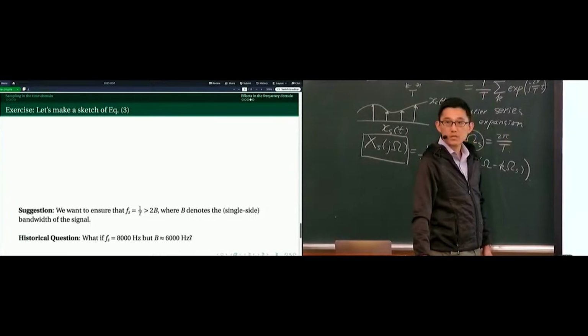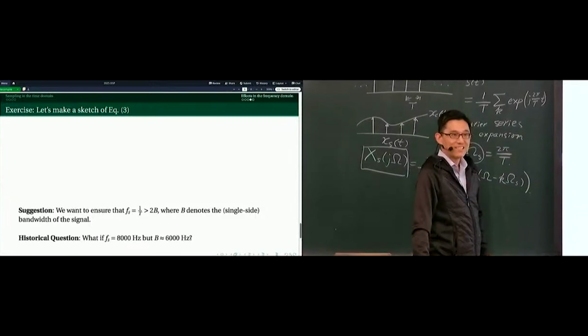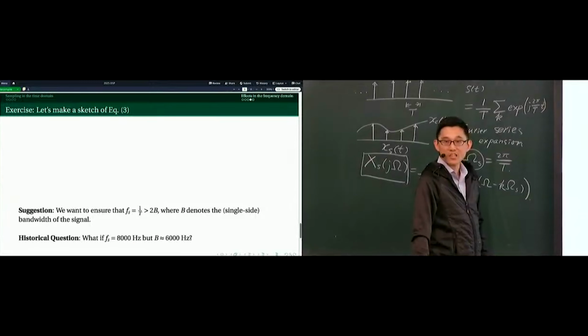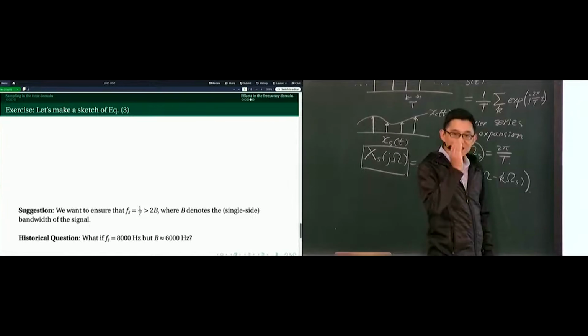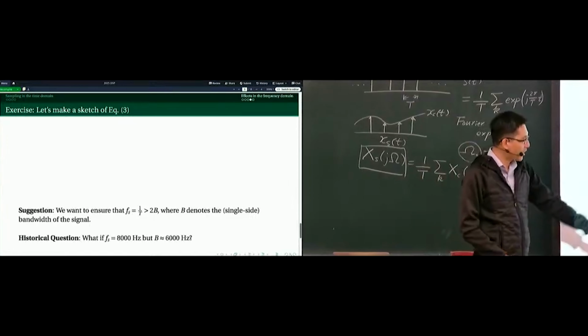What should we do? Do we change the system? Do we change the signal? Because we really hate aliasing. So you need to compromise. Either convince your government, hey, 8,000 hertz is not enough, we need 12,000 hertz. Do we convince our government? Do we convince your boss, your company? Or do you just change the signal?